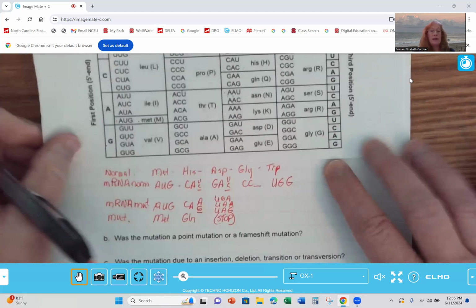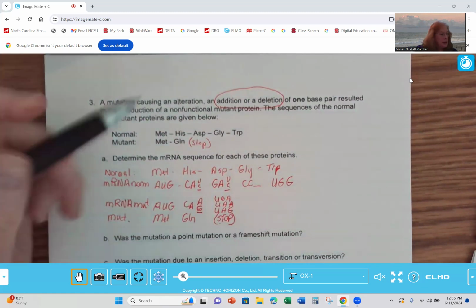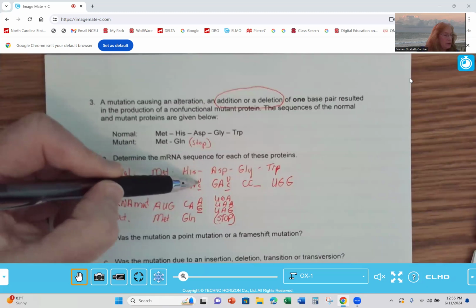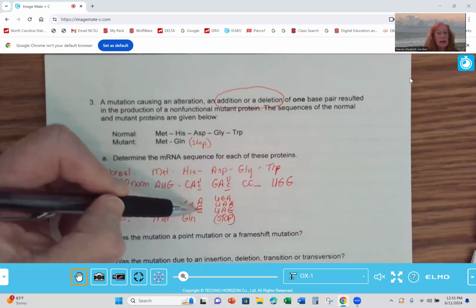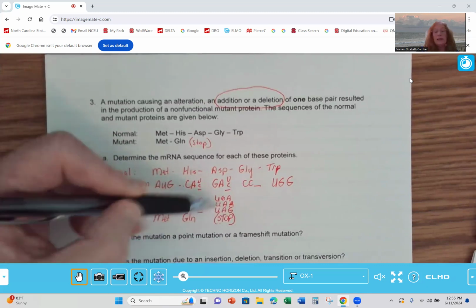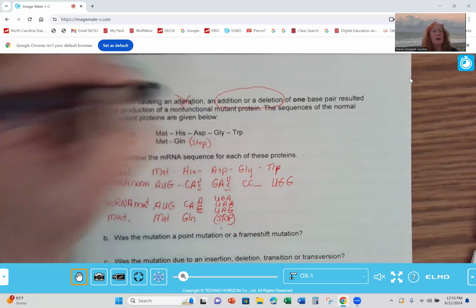And now I want to compare these and see if I can figure out where I maybe changed something. So yes, I could have changed CAU or C to CAA or G, and that would have caused the change in the amino acid, but that wouldn't have made the stop. So it's not going to be a point mutation.